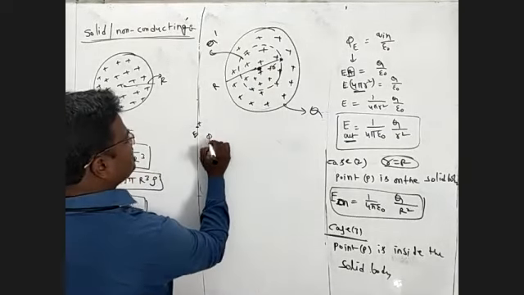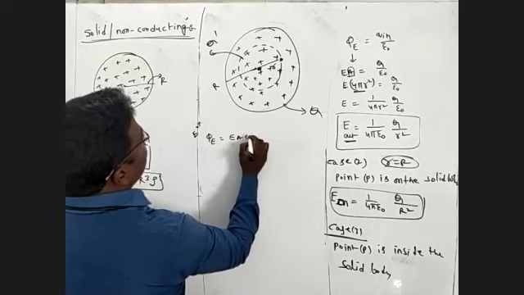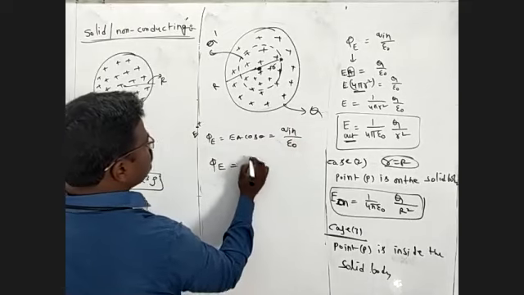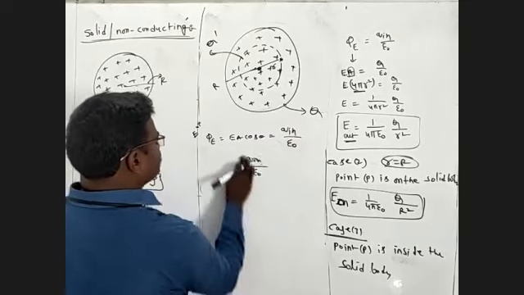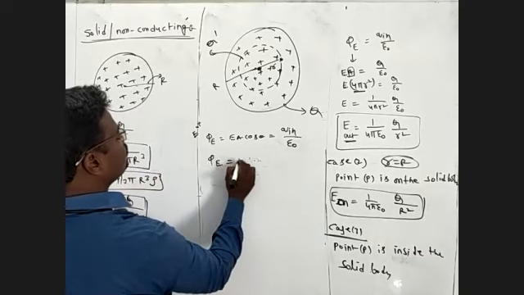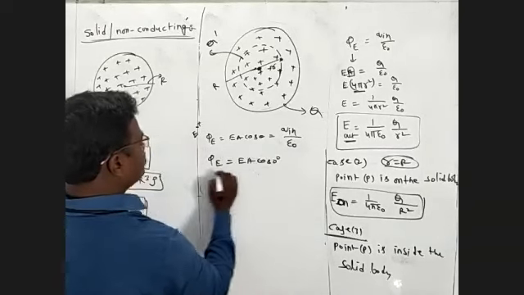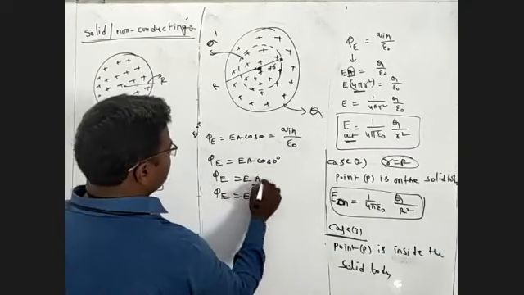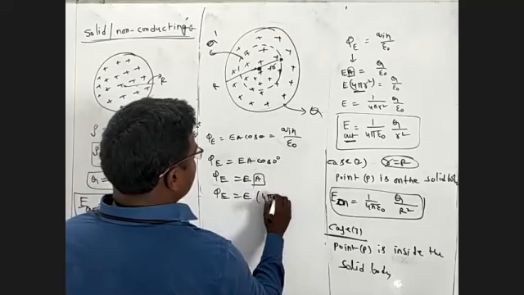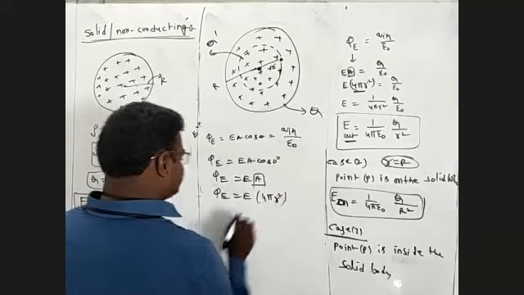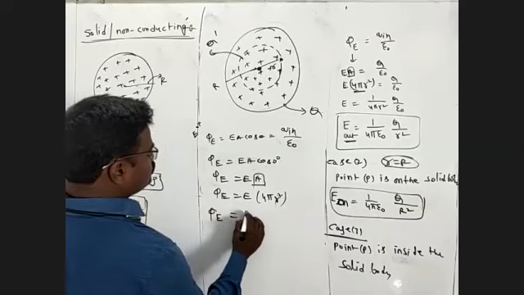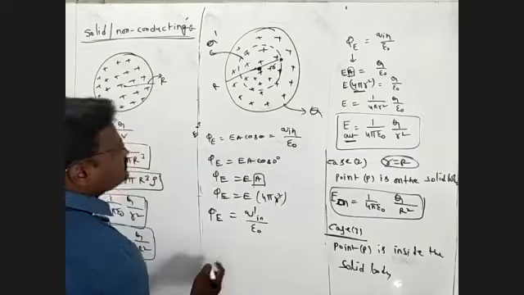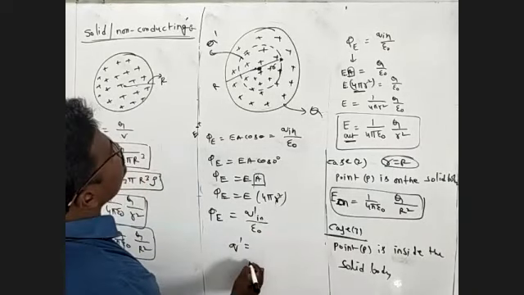Now electric flux is equal to EA cos theta, which is equal to Q dash by epsilon naught. So phi E is equal to EA cos 0. Cos 0 is 1, so phi E is equal to EA. The area is 4 pi r square, the Gaussian surface area. Next, phi E is equal to Q dash by epsilon naught.